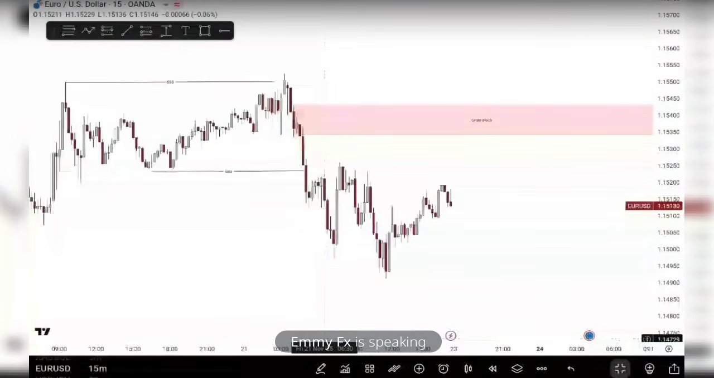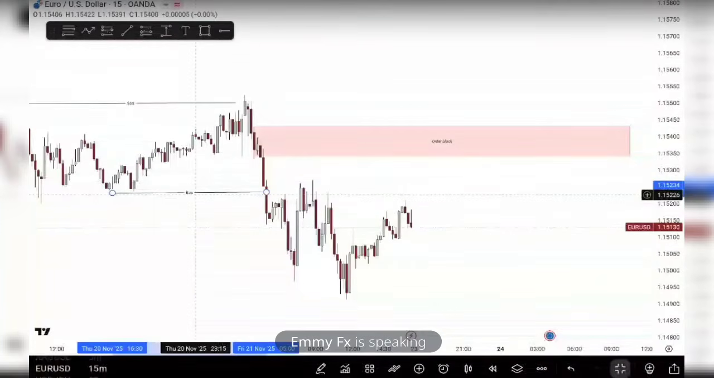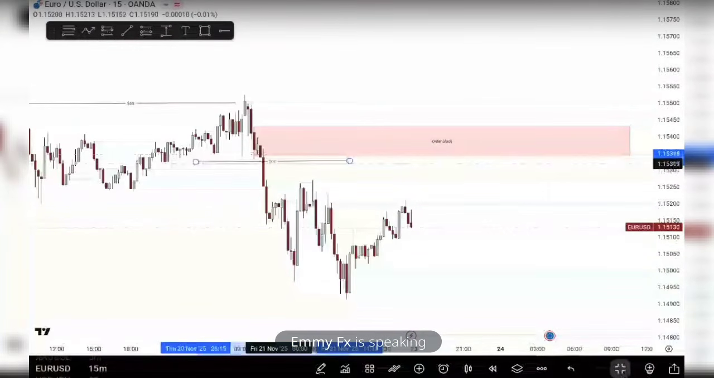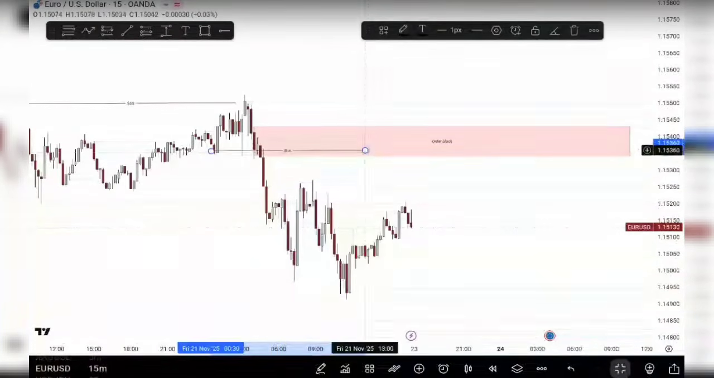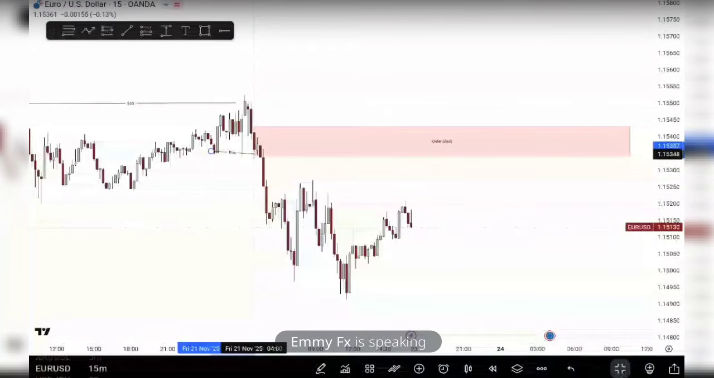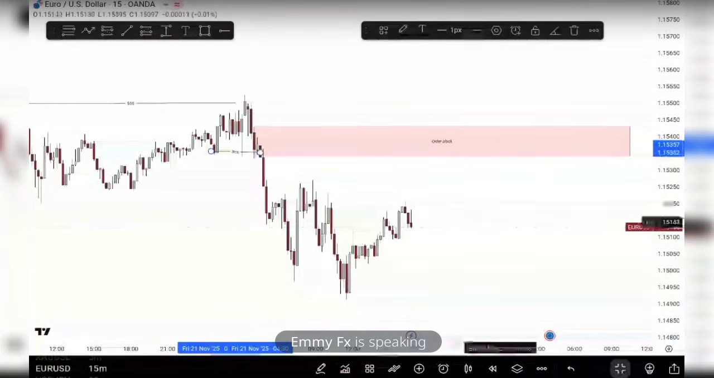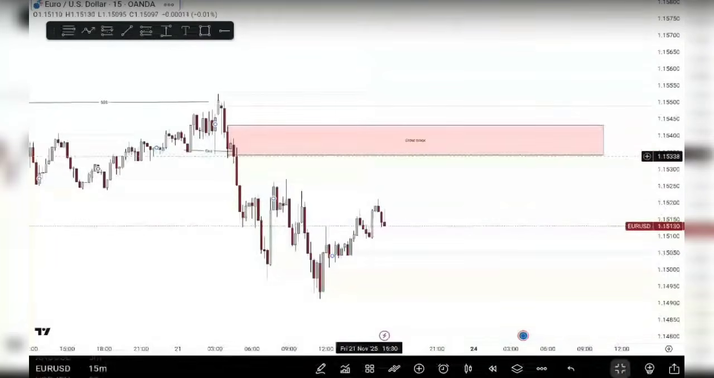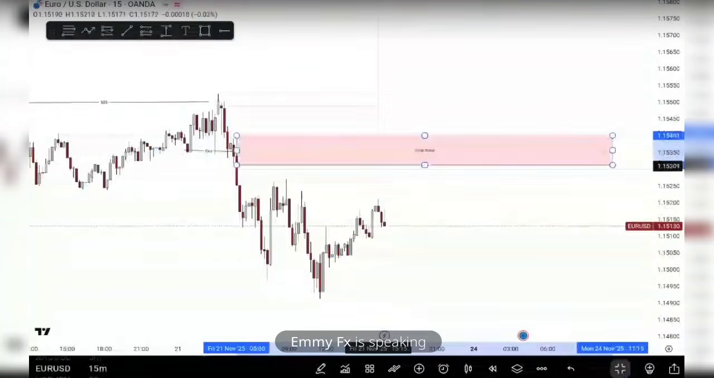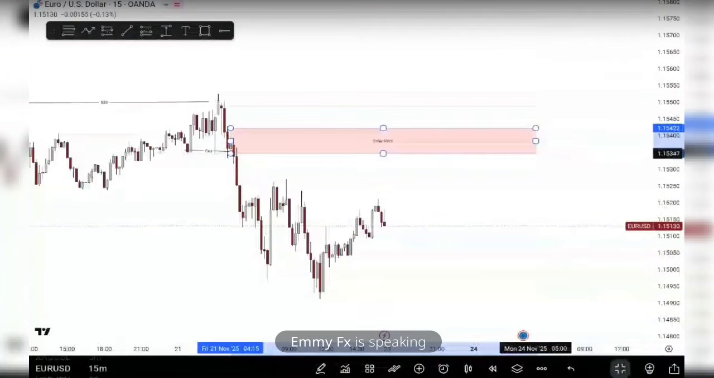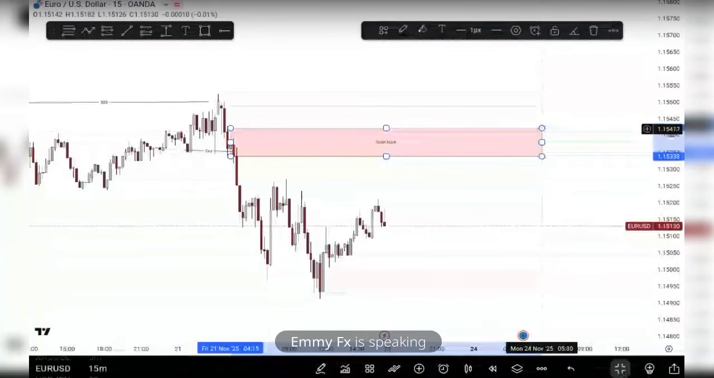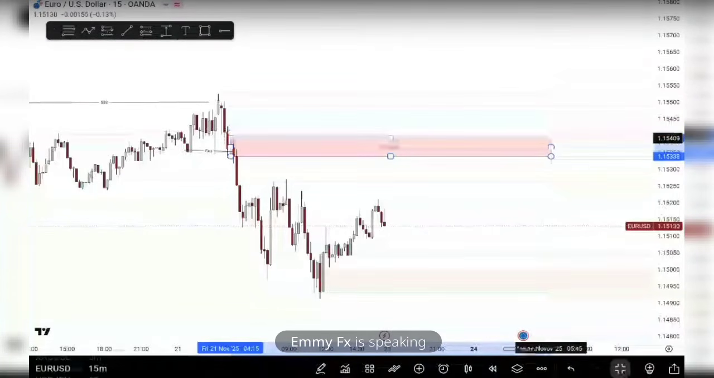Now we have this internal break of structure. Let me just use this internal break of structure. And this is the other block in our 30-minute time frame. Sorry, now the 15-minute time frame.